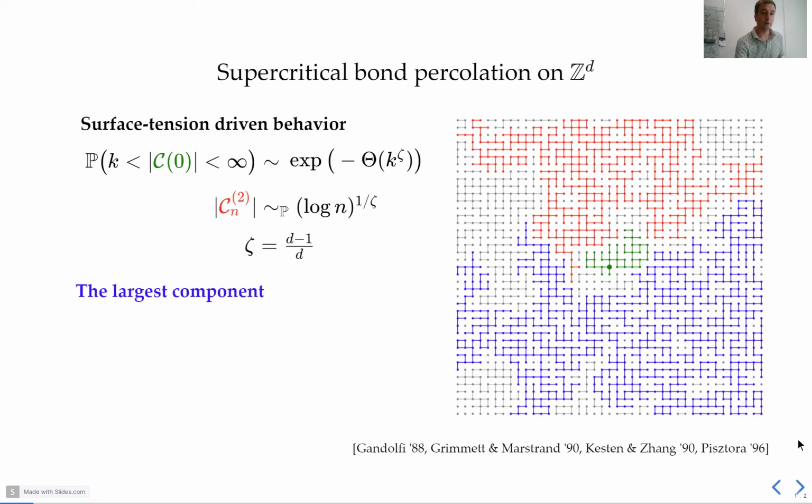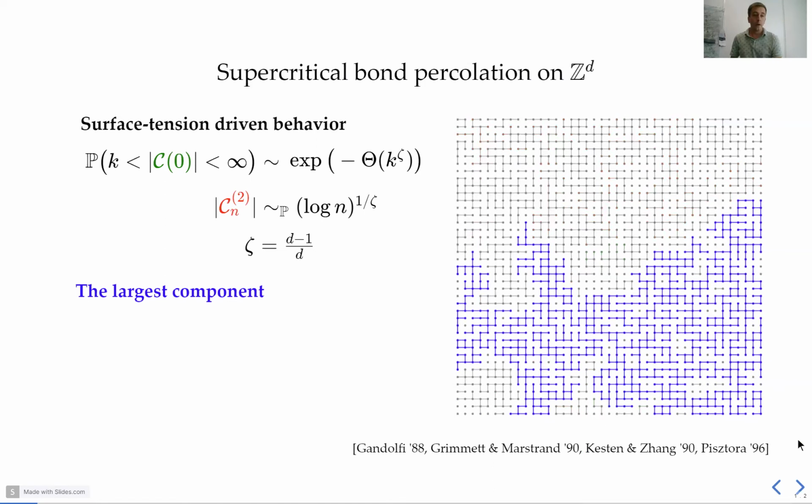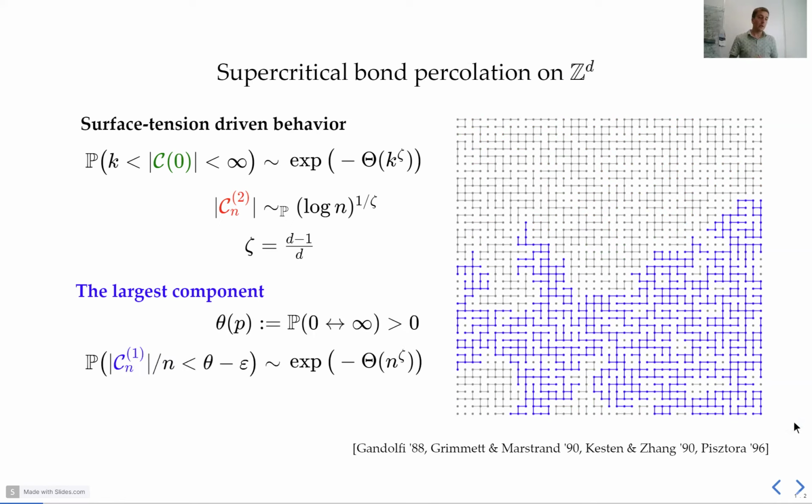And now we'll discuss the size of the largest component, which is always blue in my slides. So we assume that the model is supercritical, which is again theta(p) positive. And a result by Pisztora is that the probability that this largest component is much smaller than you would actually expect, so smaller than theta minus some epsilon, also decays stretched exponentially in n with the same exponent. So again, the best way to make the largest component very small is by excluding all the edges on the outer boundary of a cluster here.